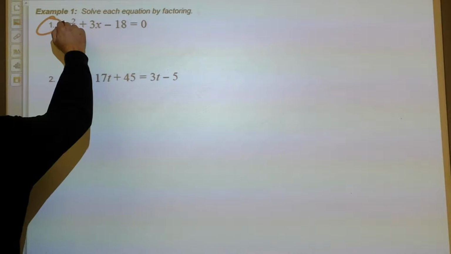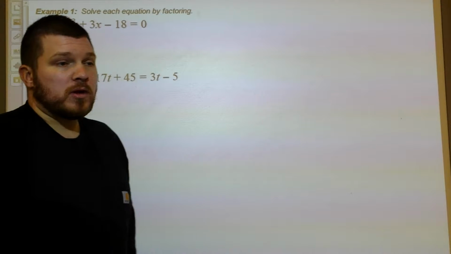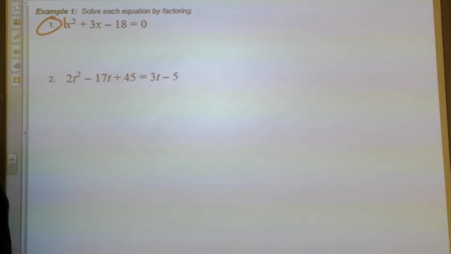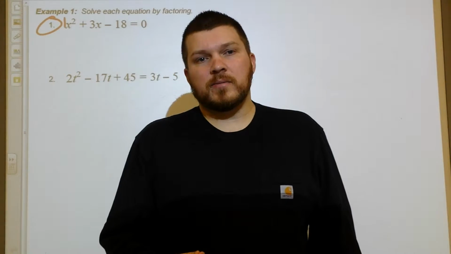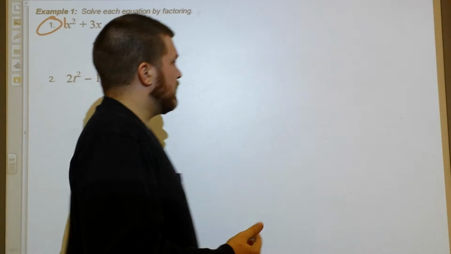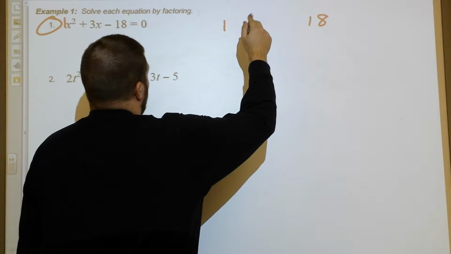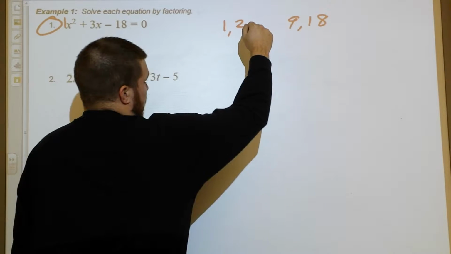First, my leading coefficient is 1. And so, since my leading coefficient is 1, all I have to do is look for factors of negative 18 that add up to 3. Well, you might want to think about that. Factors of negative 18 are 1 and 18. This is just scratch work on the side. 2 and 9. And then 3 and 6.